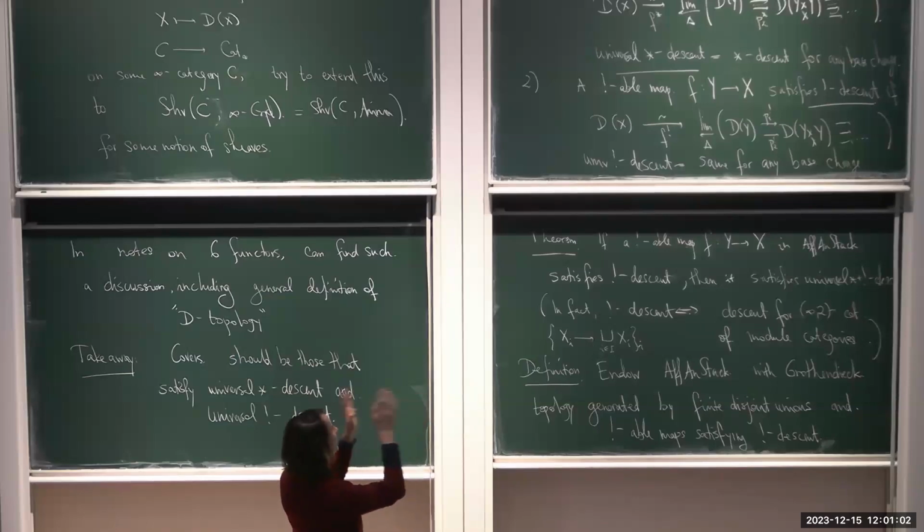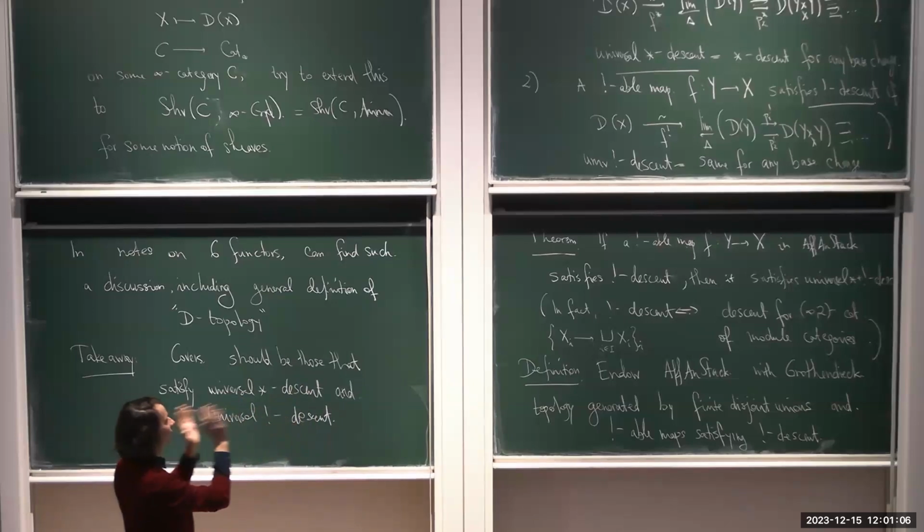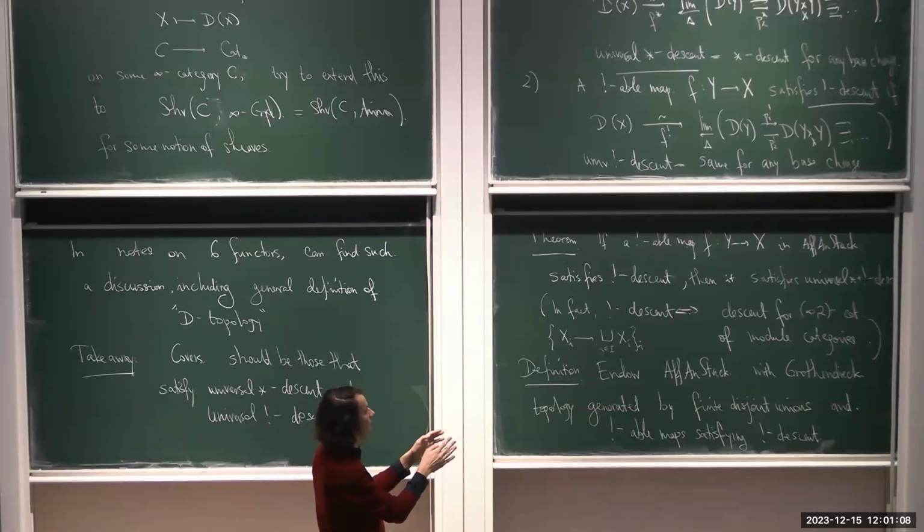I wanted to say a finitely presented map of Noetherian schemes, maybe. And then it's a cover here if and only if it's an h cover.